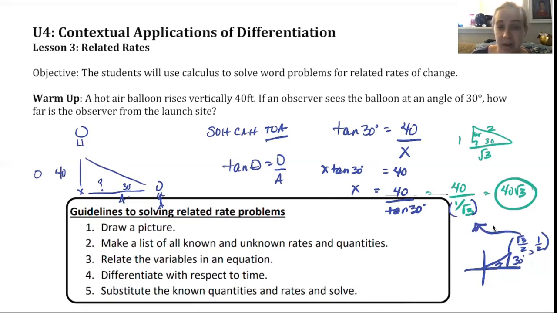Now, just a little side note, that's probably going to be one of the last times that you see degrees in the XY plane for us. We are going to use radians in calculus class.